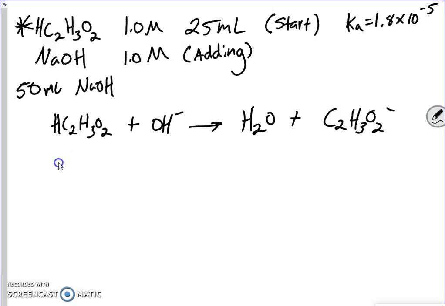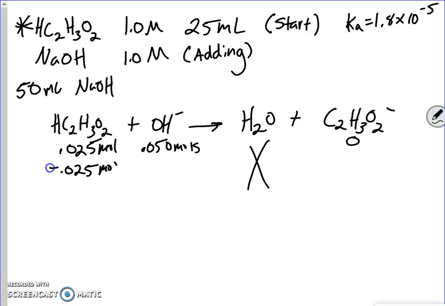And just like last time, we're going to do our moles. So 1 times 0.025 gives us 0.025 moles. And then 1 times 0.05 is going to give us 0.050 moles. Of course, we don't care about water. 0 acetate ions. So here, notice what happens. Instead of our hydroxide being the limiting reactant, our acid becomes our limiting reactant. So all of this is now going to react, which means 0.025 moles of this is going to be reacting. Should be a minus, sorry about that, and then plus 0.025 moles.